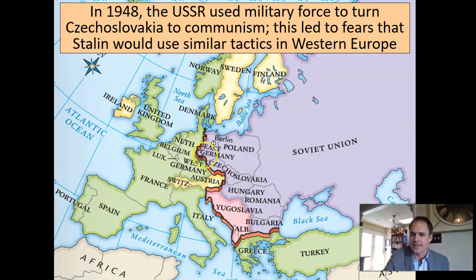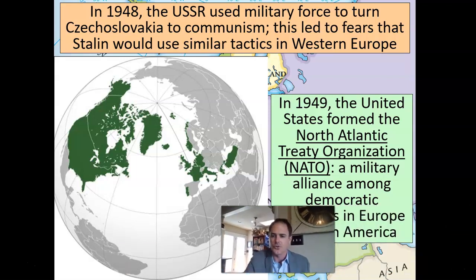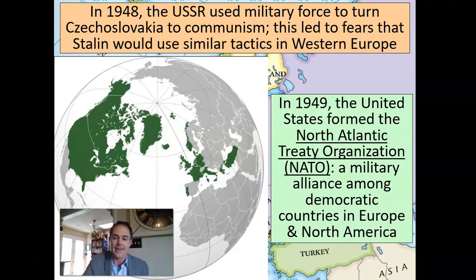Thought Stalin would use similar tactics in Western Europe, send in his tanks perhaps into West Germany, perhaps into Greece, and so the United States forms the North Atlantic Treaty Organization, NATO. You need to know that acronym. It's a military alliance among democratic countries in Europe, Western Europe primarily, you see here, as well as North America, Canada, and the United States. And what it said is that if one nation is attacked, all the other nations will come to their aid. A few years later, USSR establishes their own military alliance known as the Warsaw Pact.